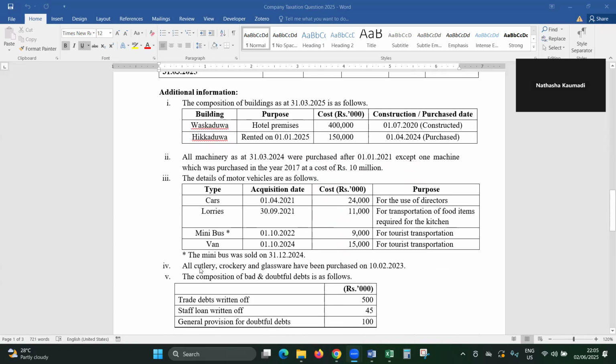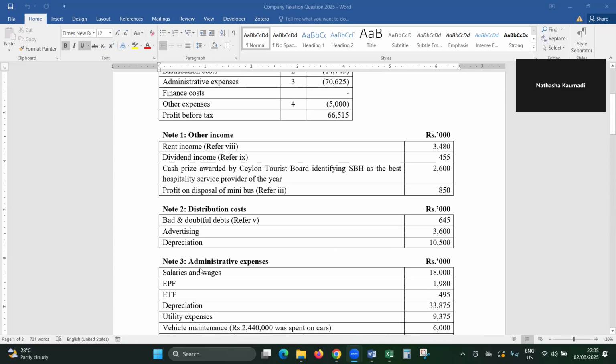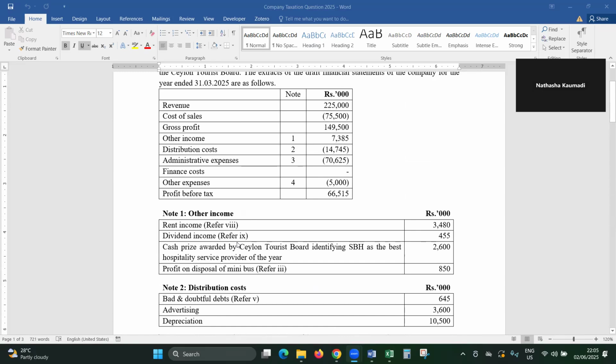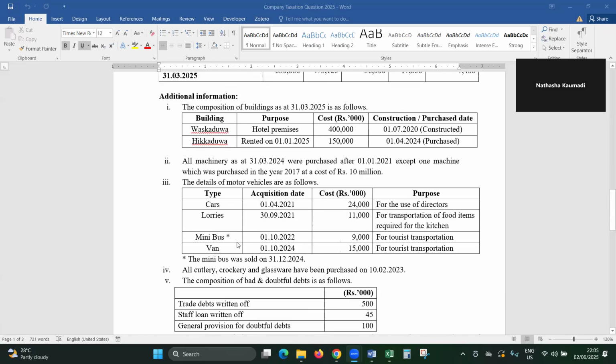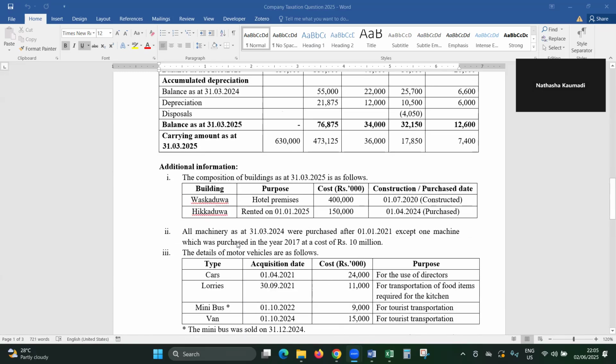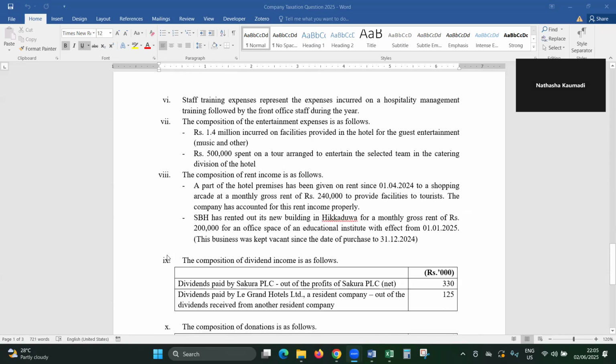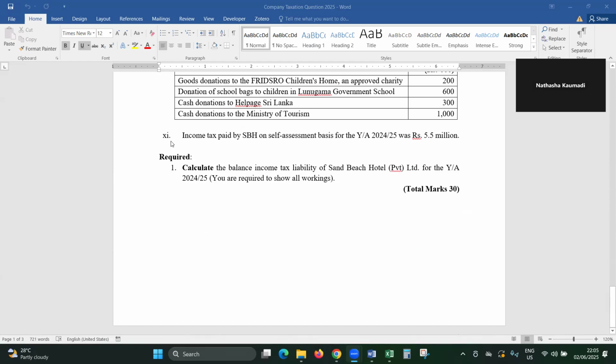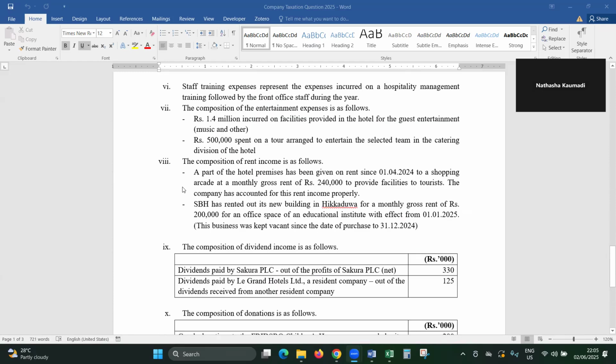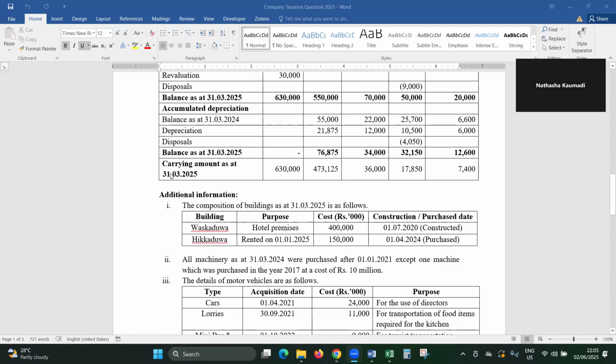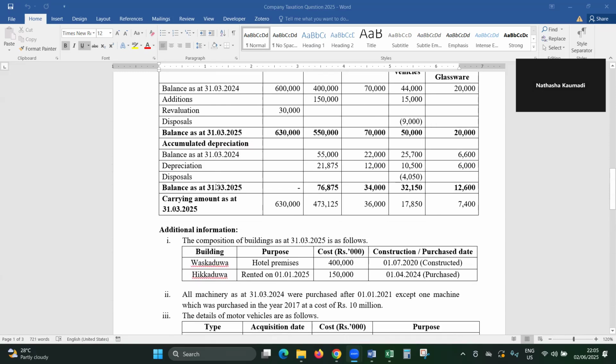And now you can see additional information given. There were so many notes and sub-notes given with references. Now, these notes are elaborated, right? So you can see Roman numbers 1, 2, 3 like that. There are altogether 11 Roman numbers. The first one says, the composition of buildings as at 31st March 2025 is as follows.